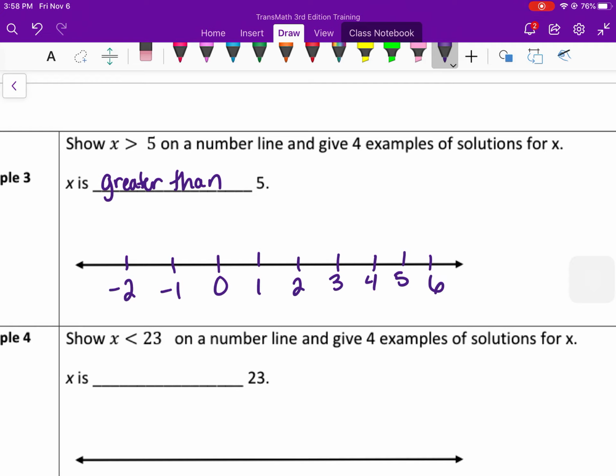So I'm going to start by putting an open circle at 5. And then the values that are bigger than 5 include like 6 and 7. And so I draw the line and the arrow to go towards those values. So greater than would be to the right. Then I leave the circle at 5 open because it is not equal to 5. 5 is not greater than 5. 5 is equal to 5. So we have an open circle for greater than.